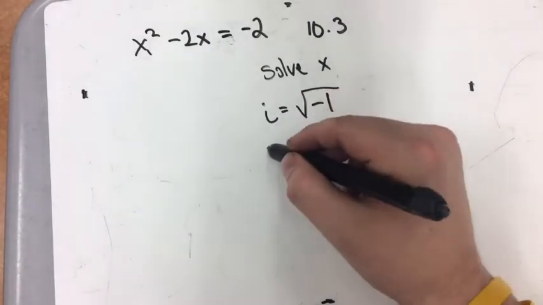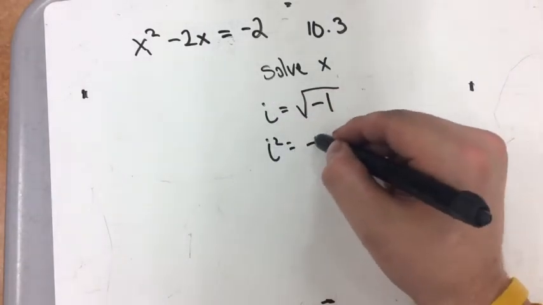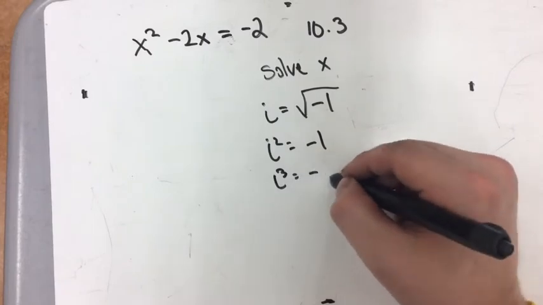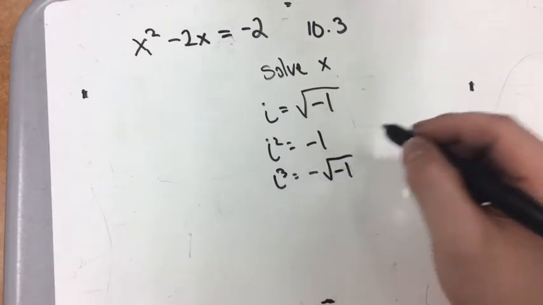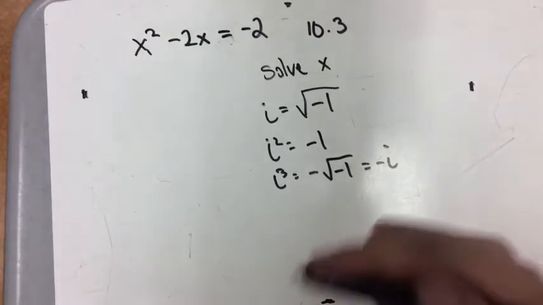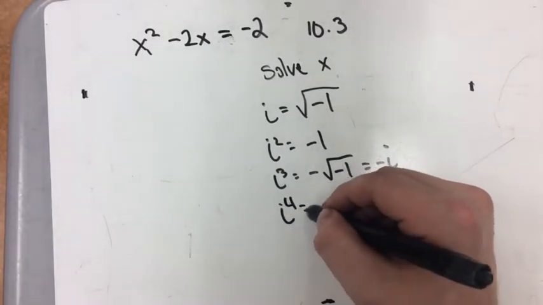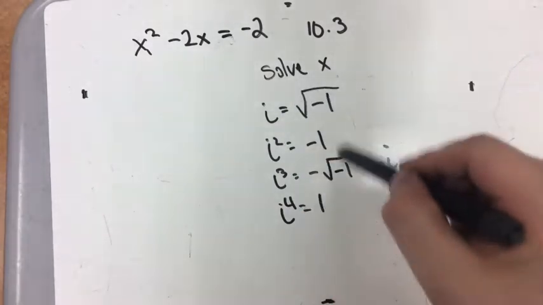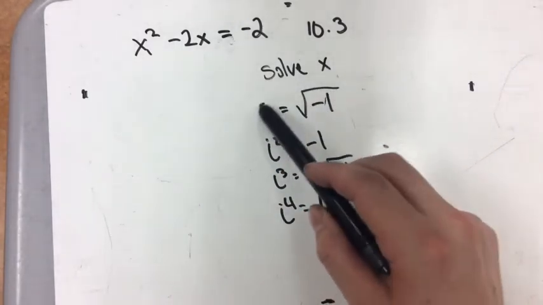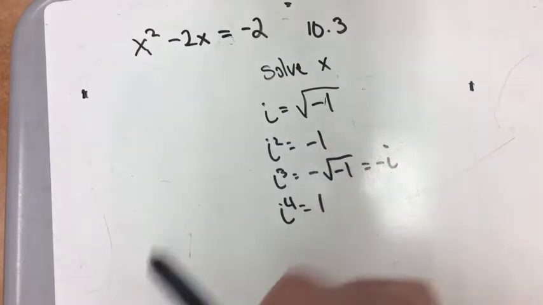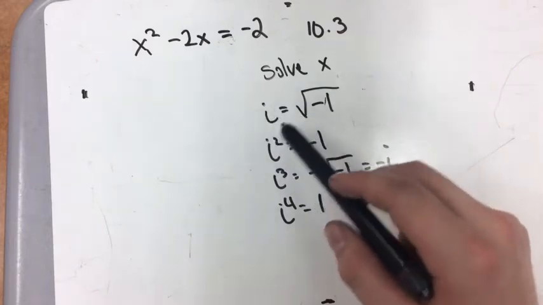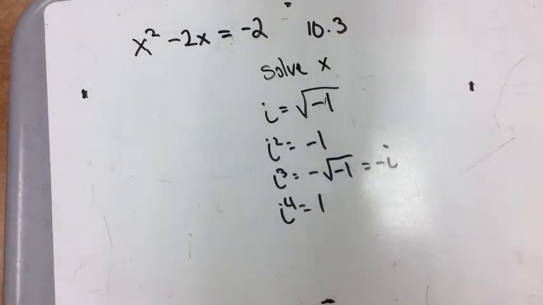We also have i squared, which is -1. We have i cubed, which is equal to negative radical -1, or a faster way to call it is -i. And then we have i to the fourth, which equals 1. Again, this is a cyclic pattern that keeps happening. The big thing is the definition of i, which is the radical of -1. So we're going to use this idea to help us solve problems.